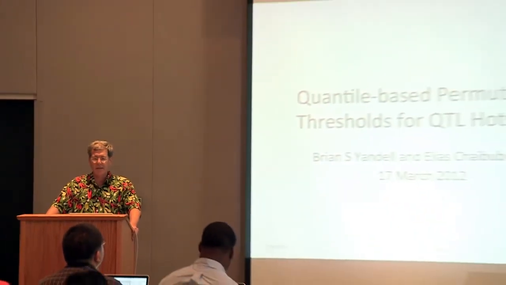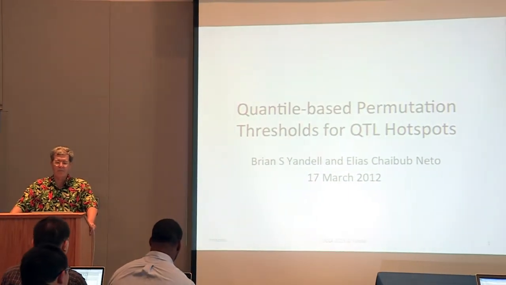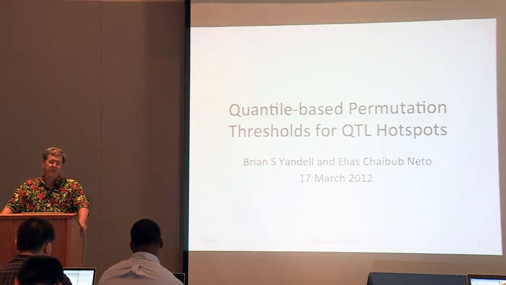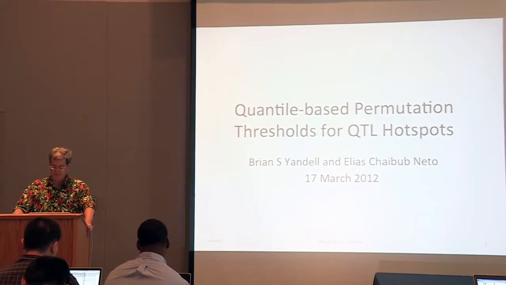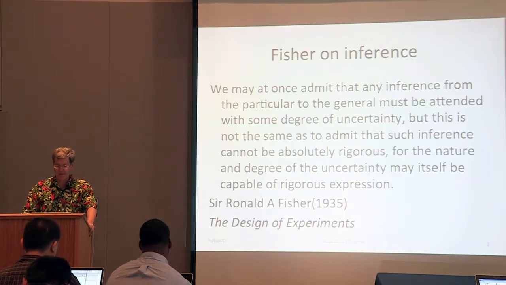I'm going to talk today about quantile-based permutation thresholds for QTL hotspots, and several words in there. We'll get through them as we go along. But basically we're looking at regions of the genome that show a high propensity for many traits to map to one position. So it's hence called a hotspot.